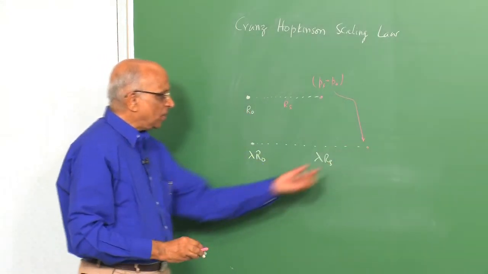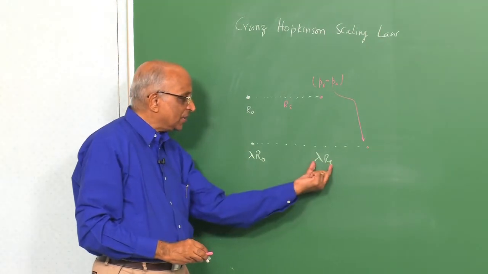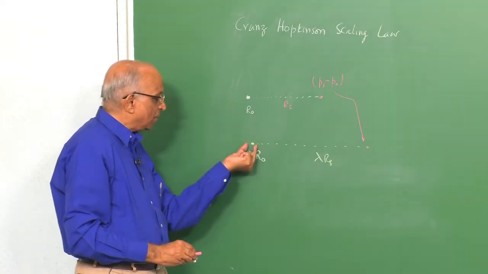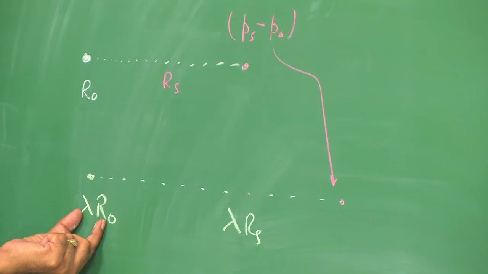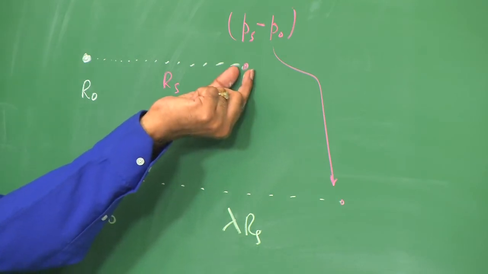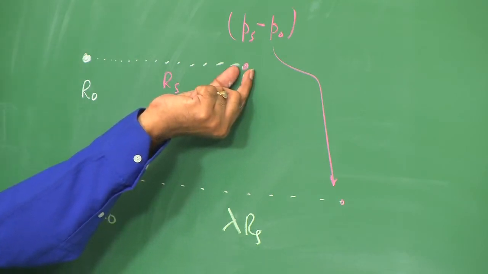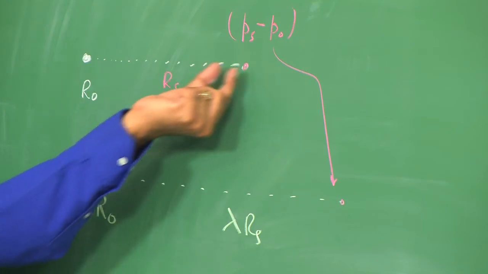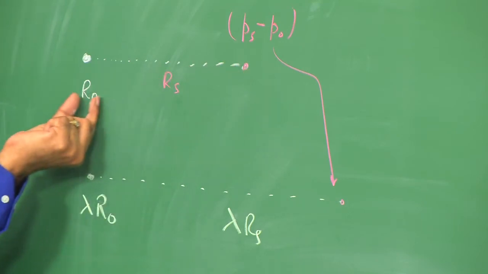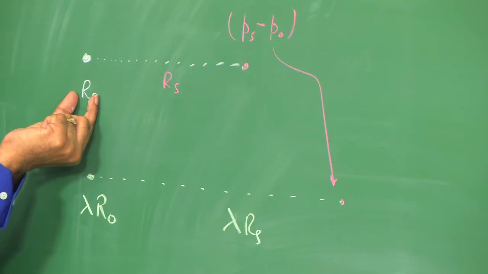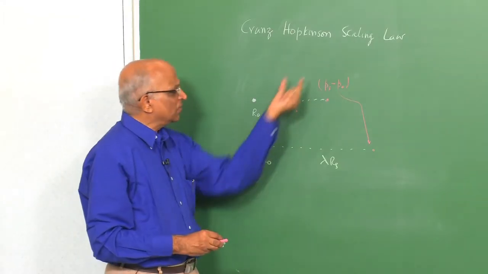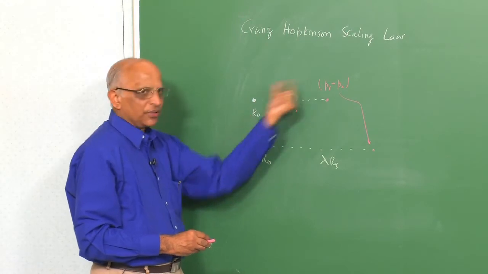That means an observer stationed at a distance lambda r_s away from an explosion of explosion length lambda r naught feels the same overpressure as an observer standing at a distance r_s from a similar explosion of explosion length r naught. This was the Cranz-Hopkinson scaling law for overpressure.